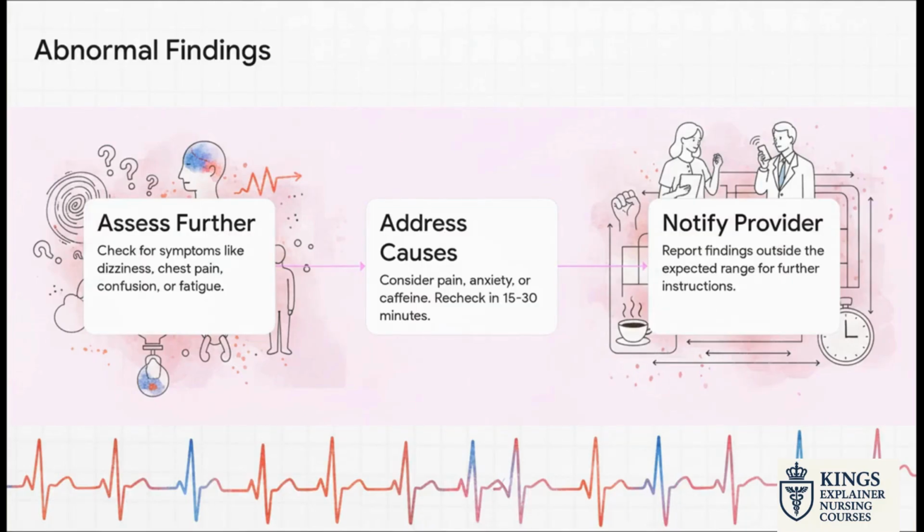First things first, don't panic. You assess. A number is just a number until you connect it to the rest of the patient. Are they feeling dizzy? Are they having chest pain? Are they confused? Think about simple things. Could their pain or anxiety be a factor? Maybe they just had a cup of coffee. If it's something like that, you can recheck in about 15 to 30 minutes. But if the rate is truly abnormal or they have other symptoms, your professional responsibility is to notify the provider right away with all your findings.